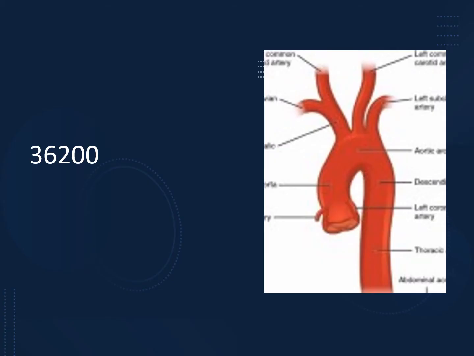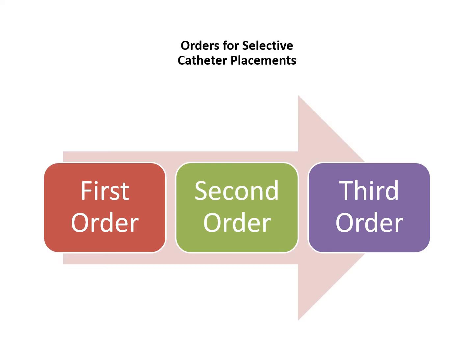And so here's a picture of the aorta. I'm pretty sure that you've already seen this before. All right, so speaking of order, you heard me mention order. If you start to explore this code family, if you start with 36215, you'll notice that it states selective catheter placement, arterial system, each order, thoracic or brachiocephalic within a vascular family. And then the next two codes get into second order and third order.